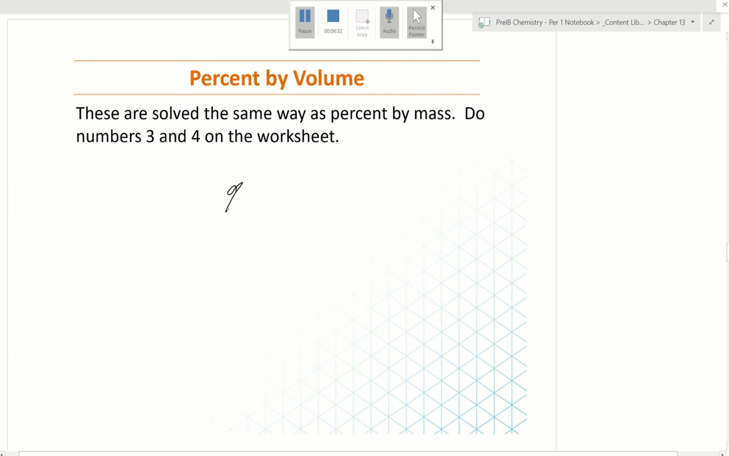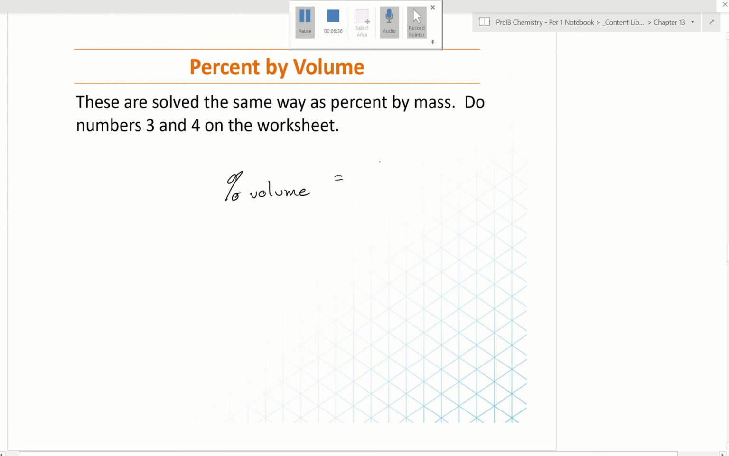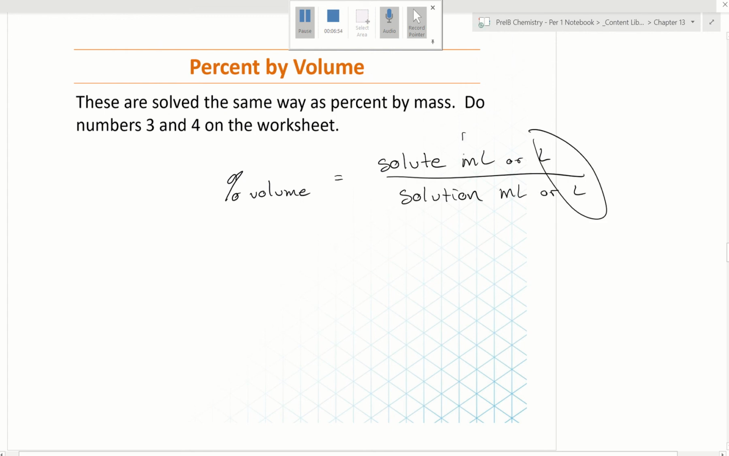Again, it is the percent volume, and the volume can be in any unit as long as the units are the same. And so the solute volume, so we'll say milliliters or liters over the solution volume. It can be milliliters or liters. They just have to line up. So whatever one unit is, the other one's got to be in. So go ahead and pause the video, and you guys can do numbers 3 and 4 on the worksheet.